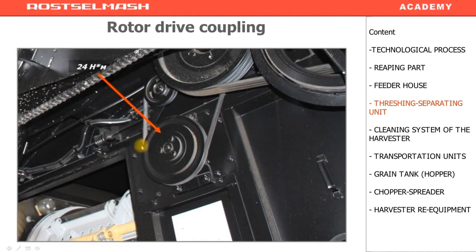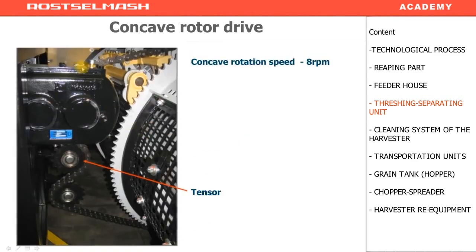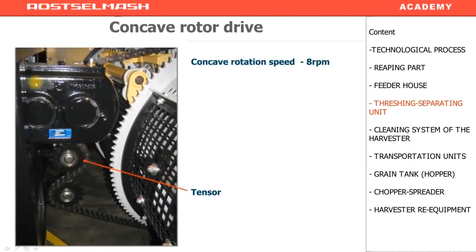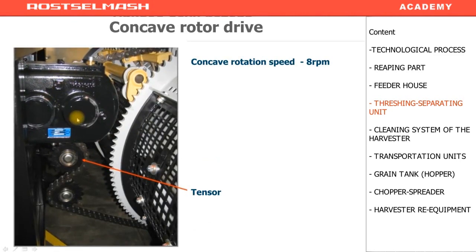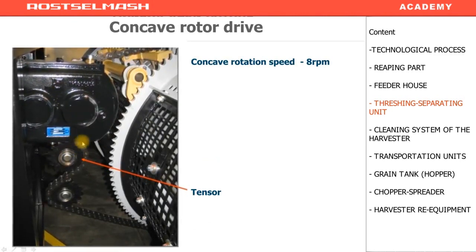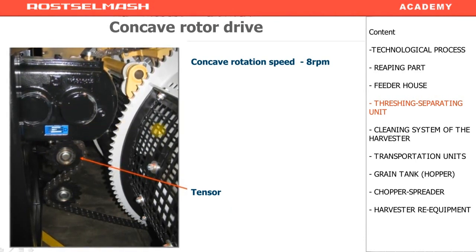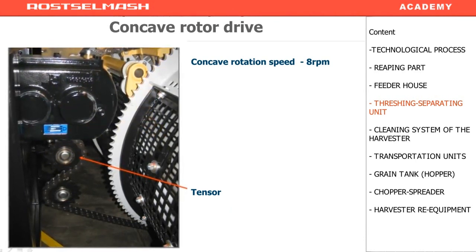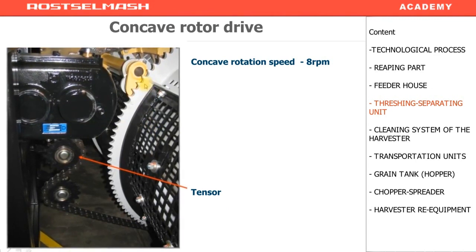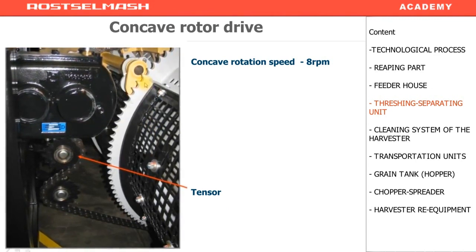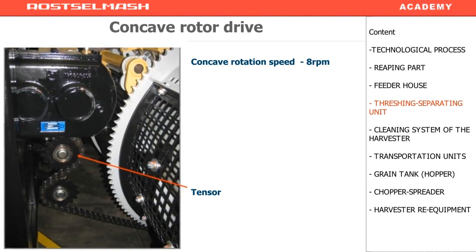The concave is activated with a belt drive. The pulley also has a safety clutch. On the other side of the frame, there is a reduction gear itself. It is also produced by Bondioli. For adjusting the tension of the chain, an automatic tensioner is used. And the constant rotation speed of the concave is 8 revolutions per minute. Please note that the concave rotation speed does not change.